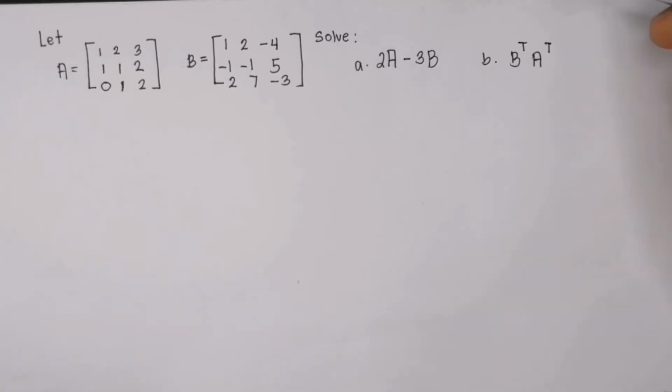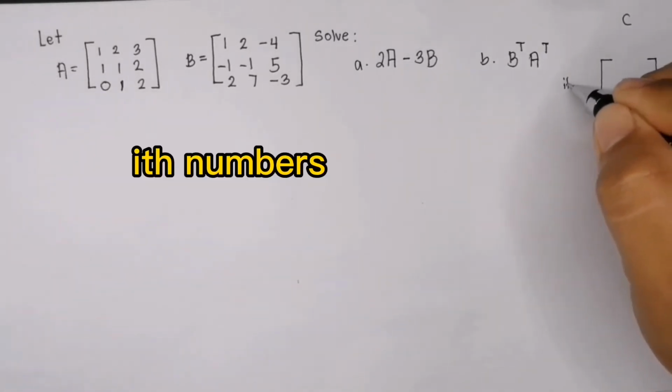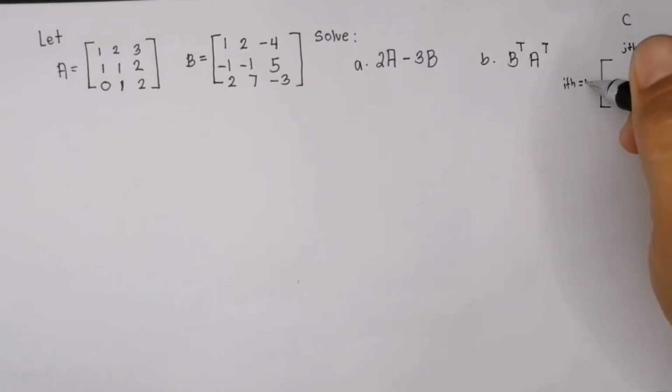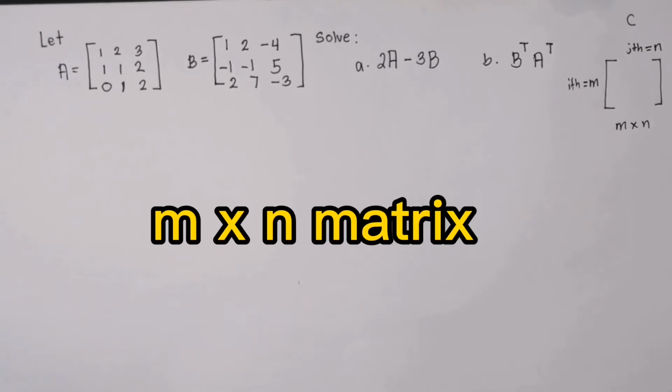Let us have here an example of matrix C. Let us assume that matrix C has different values. Those numbers that lie on the row are what we call the ith numbers, and those numbers that lie on the column of this matrix are what we call the jth. So we have the i by j. The i is also known as m, and the j is also known as n. So right now we have an m by n matrix.